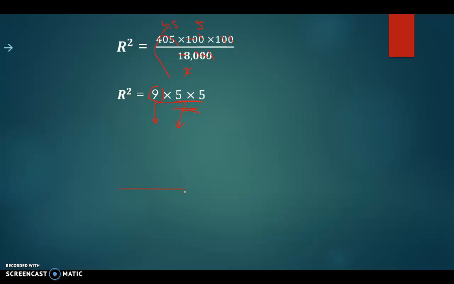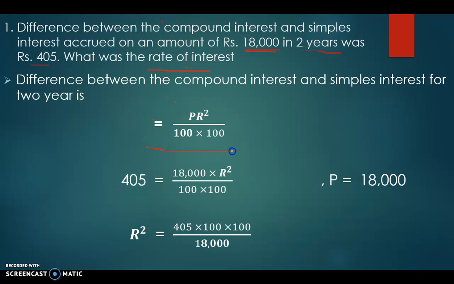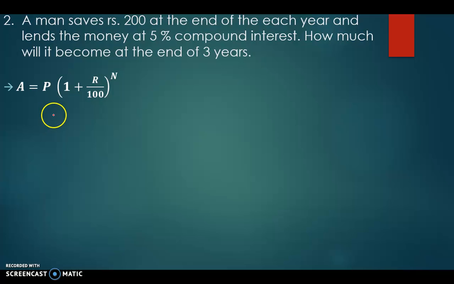So we used the formula for the difference between compound and simple interest for 2 years. Now the next example: a man saves rupees 200 at the end of each year and lends the money at 5% compound interest. How much will it become at the end of 3 years? Here we know the formula: amount A is equal to P in the bracket 1 plus R upon 100 to the power N.